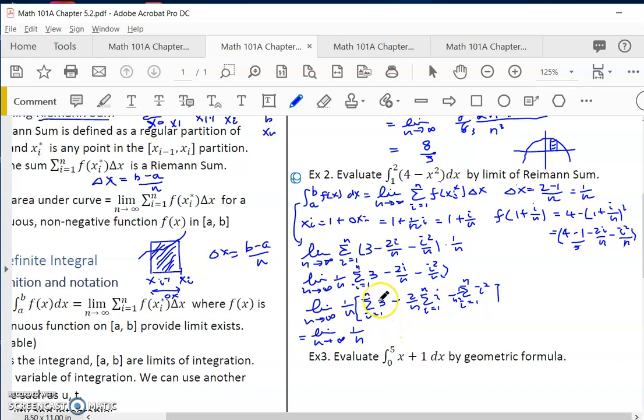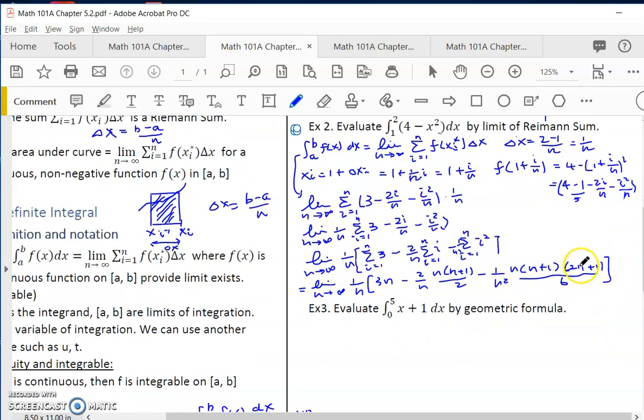So there's 3n, right? 3n minus 2 over n times sigma i, what is sigma i? It is n times n plus 1 over 2. Minus 1 over n squared times sigma i squared. What is sigma i squared? It is n times n plus 1 times 2n plus 1 over 6. Do you still remember? And that is all the limits. So no more sigma. We just do the notation to the limit, right?